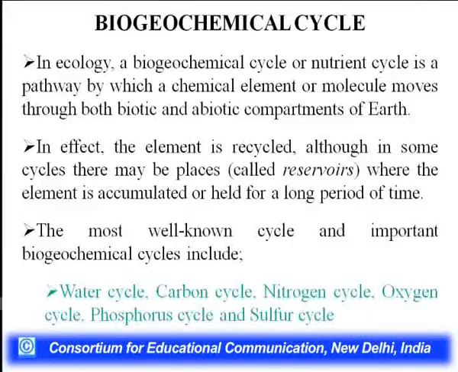Biogeochemical cycle, or nutrient cycle, is a very, very important concept. It is a pathway by which a chemical element or molecule moves from the biotic to the abiotic environment. The element is recycled, although in some cycles there may be a place called a reservoir where the element is accumulated or held for a long period of time. The most well-known and important biogeochemical cycles include the water cycle, carbon cycle, nutrient cycle, oxygen cycle, phosphorus cycle, and sulfur cycle.